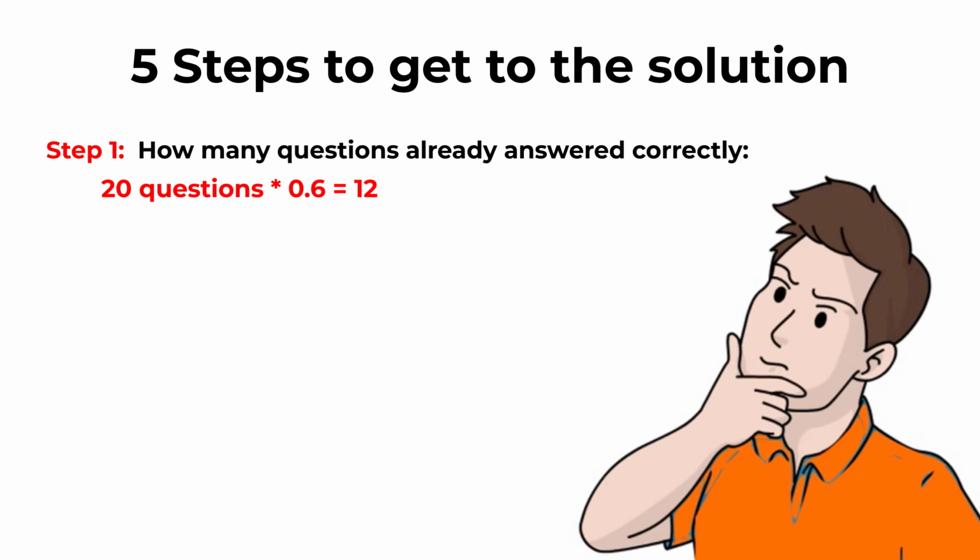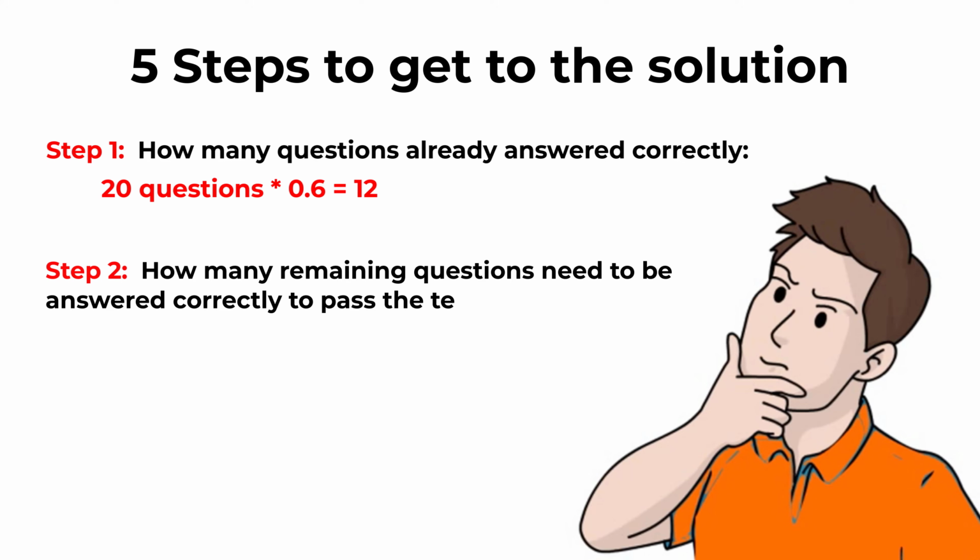In the next phase, we need to determine how many remaining questions need to be answered correctly to pass the test at a 70% rate. So if there are 60 questions total on the test and we need to pass it at a 70% rate, we will get to 42 questions that need to be answered correctly to get a passing rate of 70%.